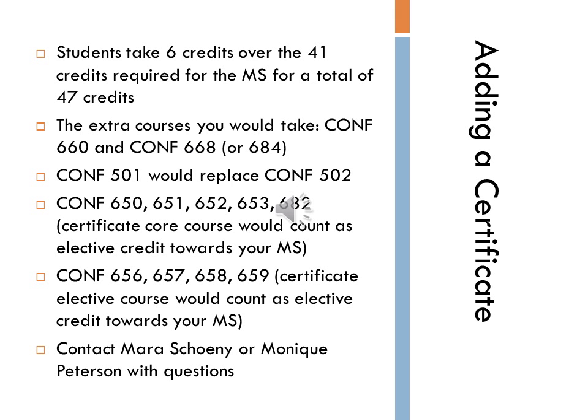So simply put, students take 6 additional credits for a total of 47 credits to receive both the MS and a certificate as opposed to the 41 for the MS only. You would follow the certificate program curriculum. There are 5 courses to take for each certificate within your MS, and then you would take 2 courses over the 41, and the other 3 courses will count towards your certificate and MS at the same time.